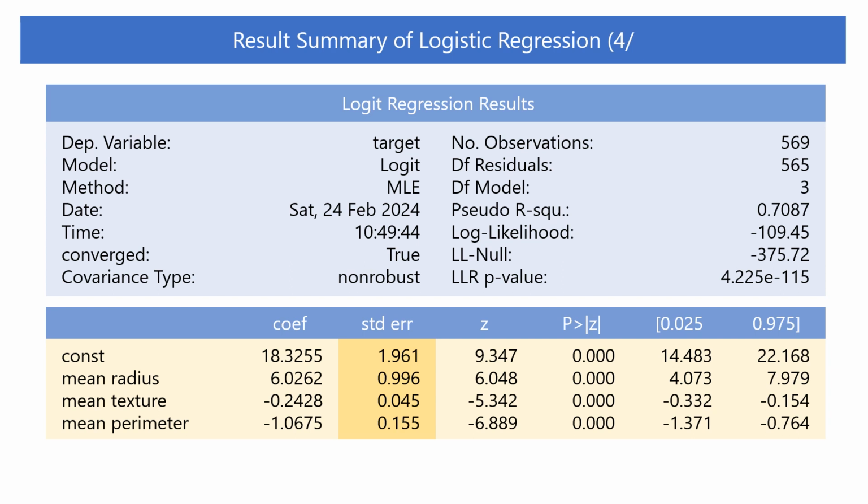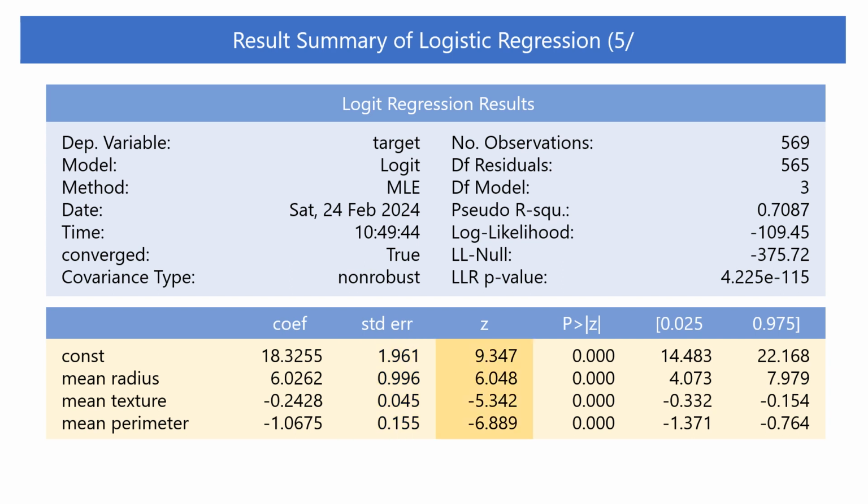STDERR is the standard error of each coefficient. It indicates how reliable the coefficient estimates are. The smaller the standard error, the closer the coefficient estimate is to the true value.